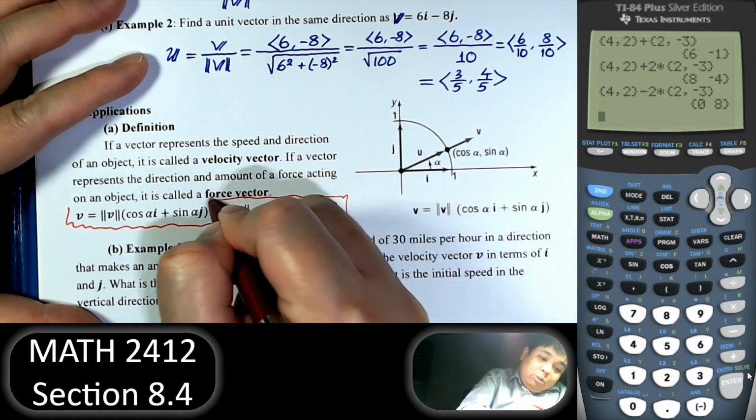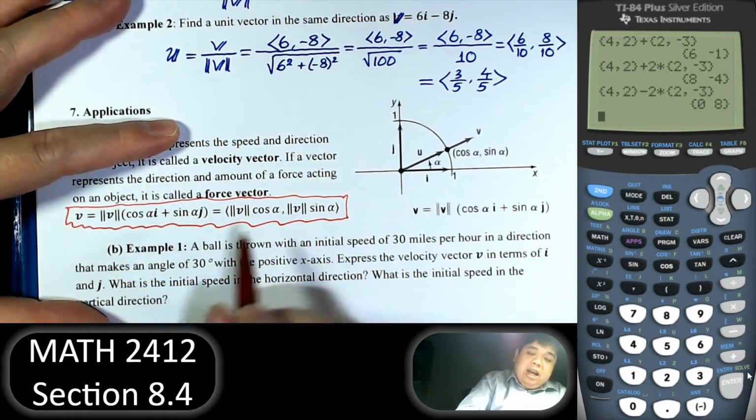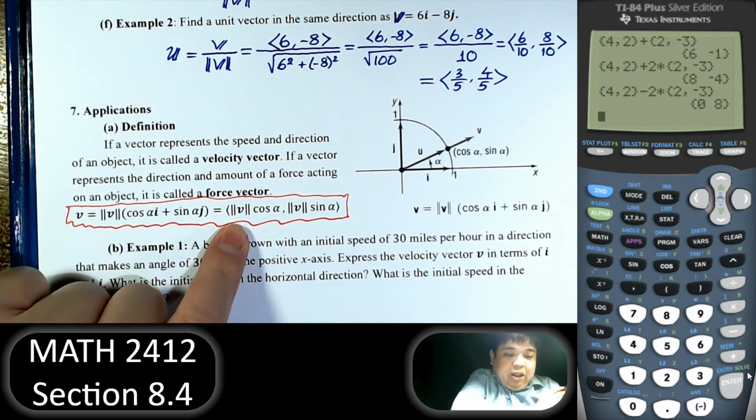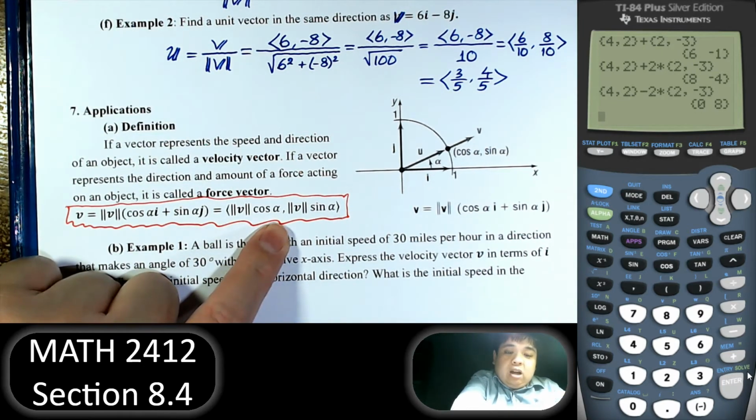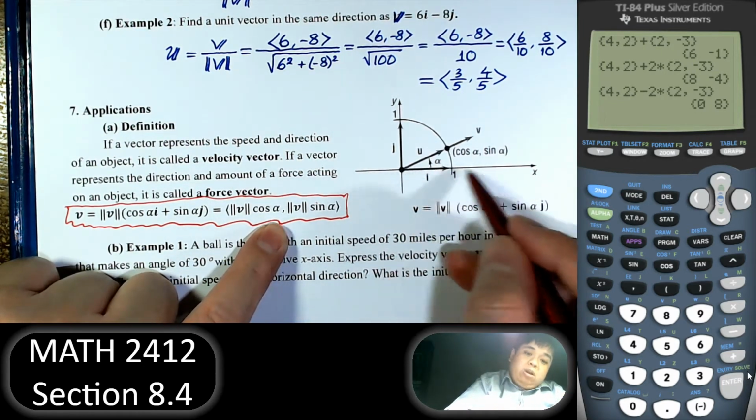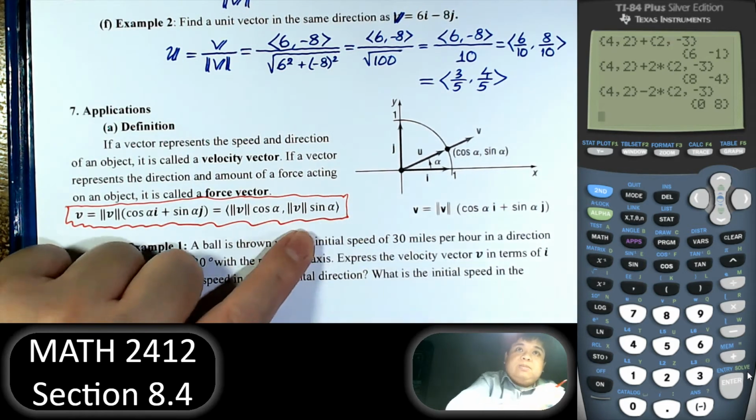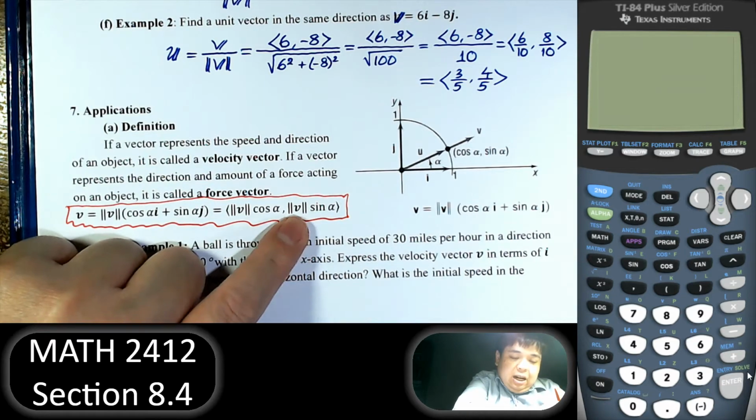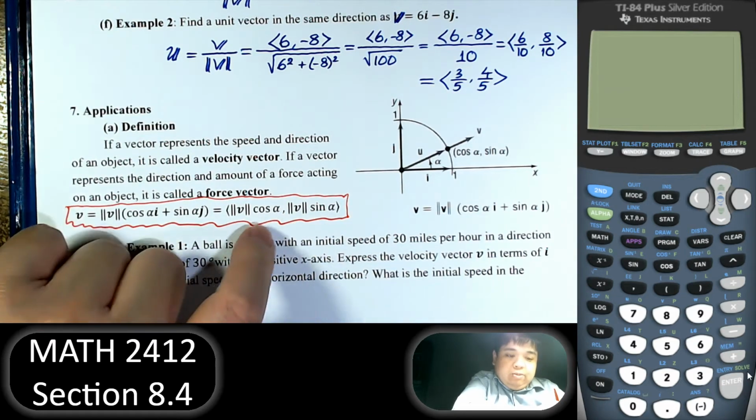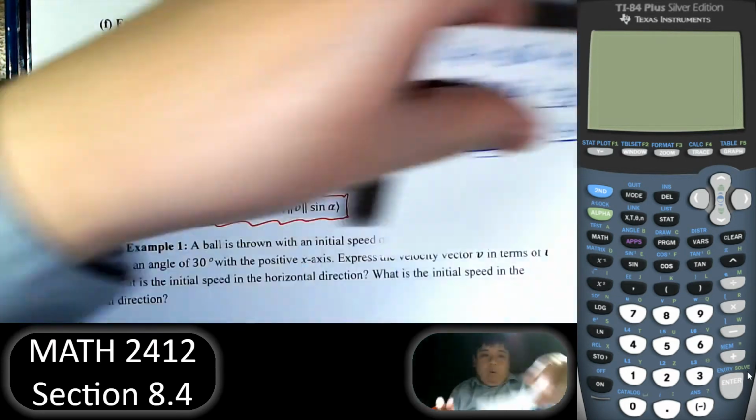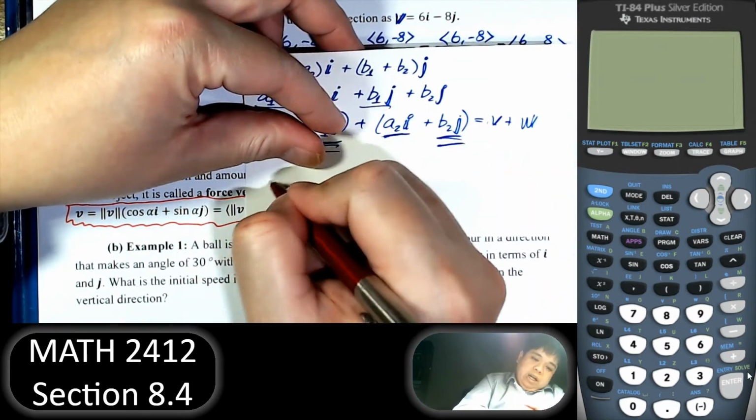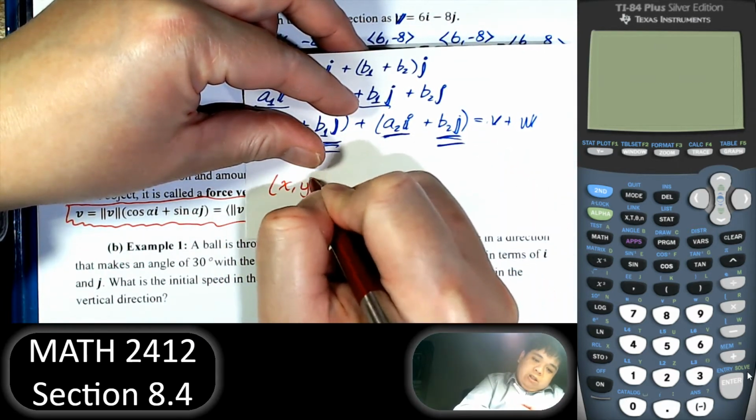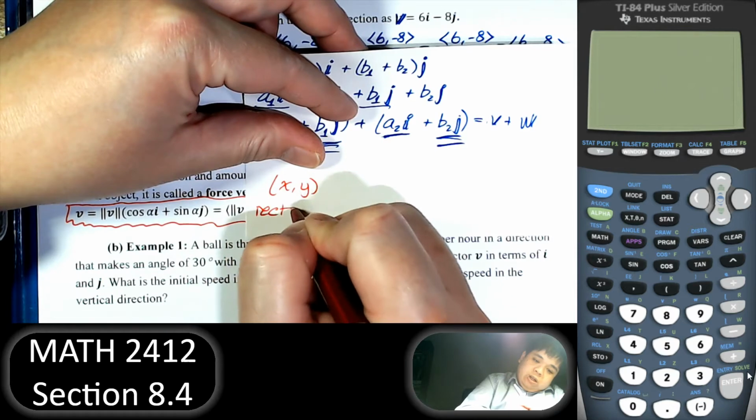A vector can be represented in this form as well: the magnitude times cosine of the angle that it makes with the positive x-axis, and for vector v, the magnitude of vector v times sine. So recall what we have earlier. A point in rectangular coordinates.